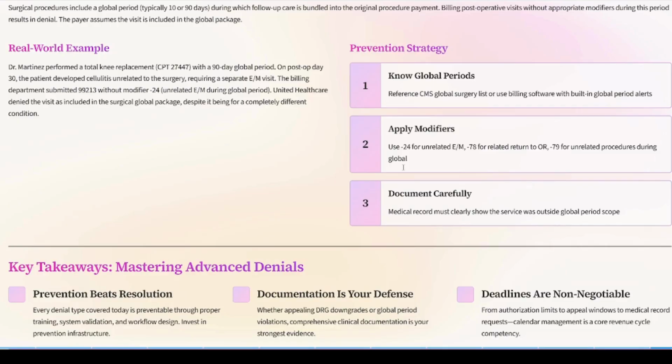competency. Okay? So you want to make sure you understand all these elements in scenarios and situations to prevent these denials. All right?